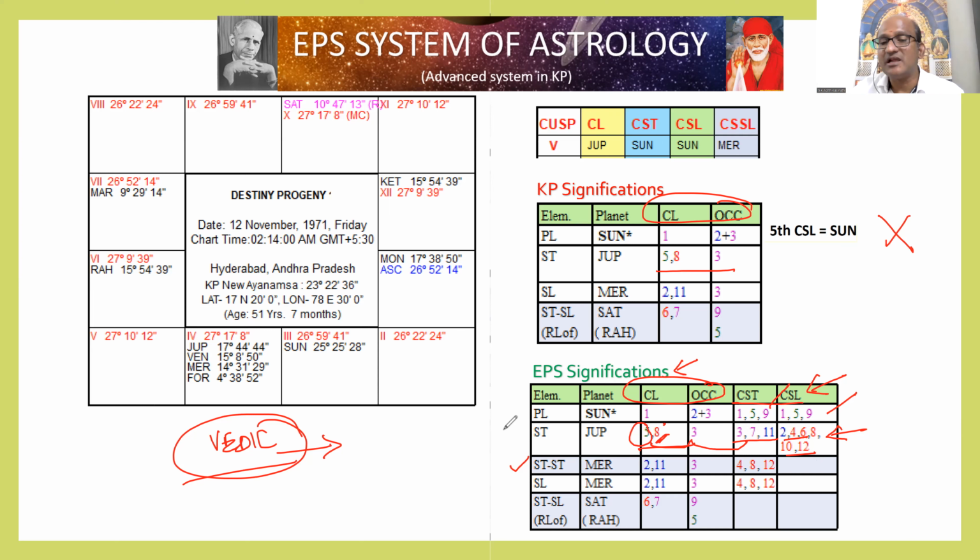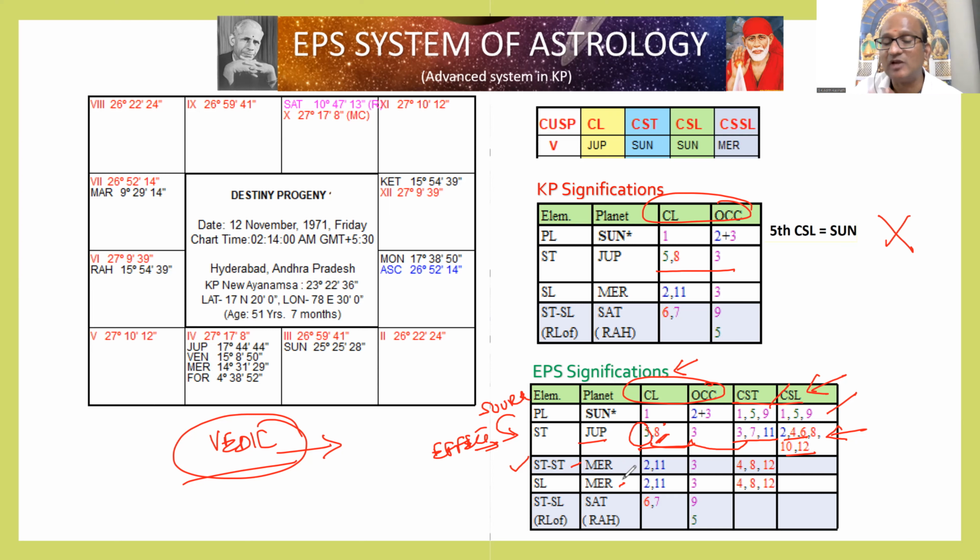This is the planet, this is the star lord, which we call the source. This star lord is the effect. That is Jupiter, the 12 planet. What is the meaning of the star lord of the star lord? The star lord is also a planet. The sublord is also a planet. How do we take the star lord of the sublord? Similarly, in EPS, we take the star lord of the star lord of the star lord also.